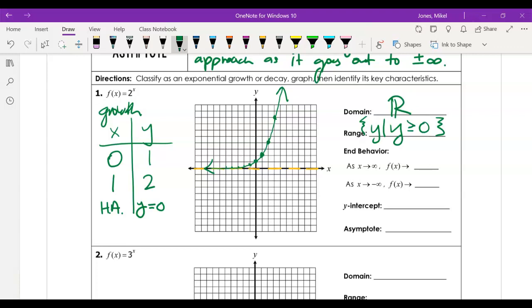Now end behavior. As x goes to infinity means as we move to the right in the graph. What is my graph doing? It's going up. So my y values are going up to infinity. And as we go to negative infinity, that's to the left, my y values flatten out and go down to 0.